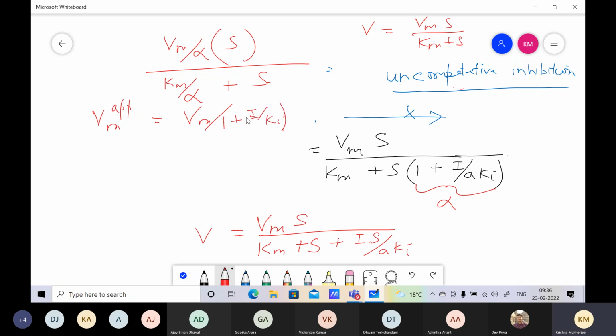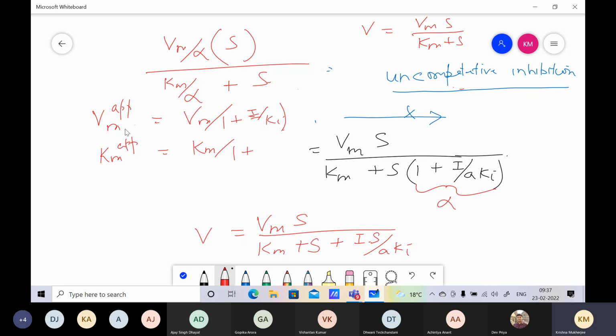Right? Notice that Vm is becoming smaller because the moment I increase I, this number, if I is 0, then Vm apparent is equal to Vmax, and Vm is becoming smaller. But Km is also becoming smaller. Is it not interesting? Notice, it's becoming Km upon 1 plus alpha. But even though Km is becoming smaller, Vm is also becoming smaller.